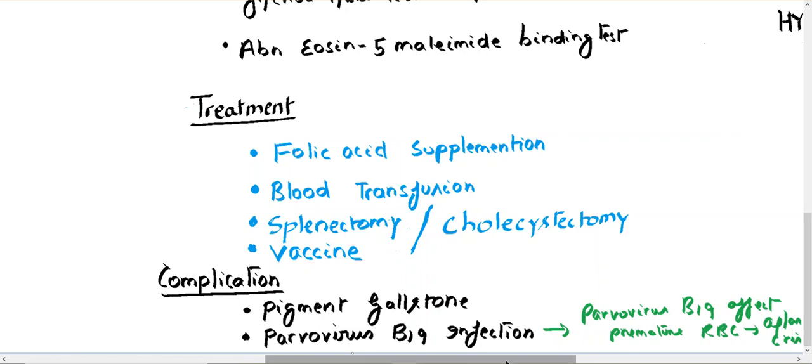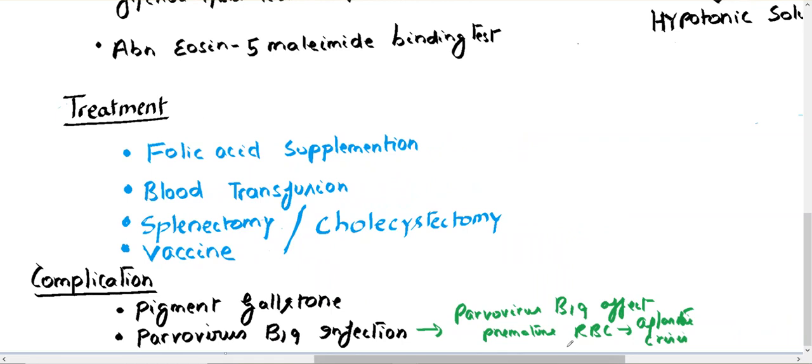Another important thing we should know is that patients with hereditary spherocytosis are prone to parvovirus B19 infection. The reason is that parvovirus B19 affects the premature RBCs in the bone marrow. As a result, they cause aplastic crisis, where there is a decrease in the premature RBCs.